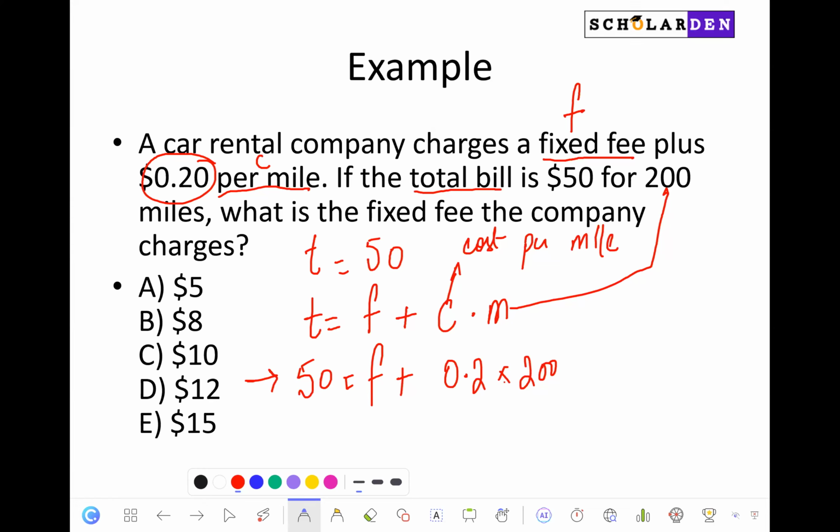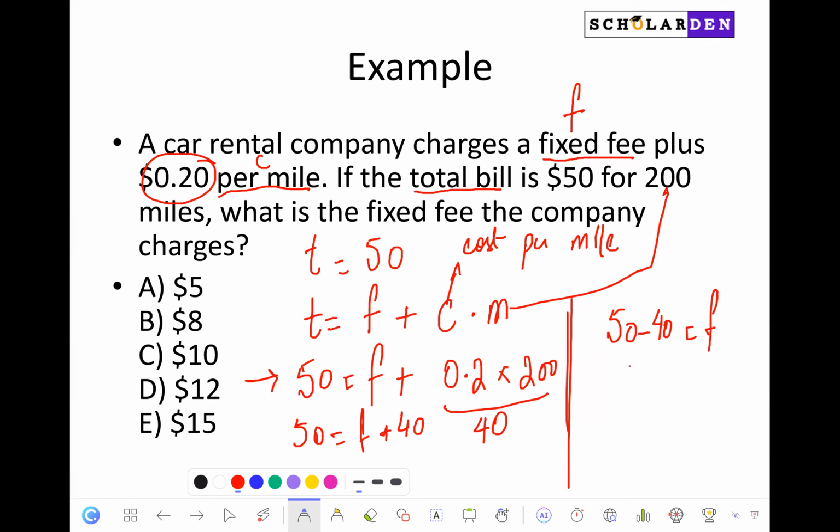So let's do that. 0.2 times 200 is 40. And so now we have the expression 50 is equal to F plus 40, right? And then if we take 40 to the other side, because it is being added over here, it's going to get subtracted from 50. So 50 minus 40 is equal to F. And this implies that F is equal to 10.